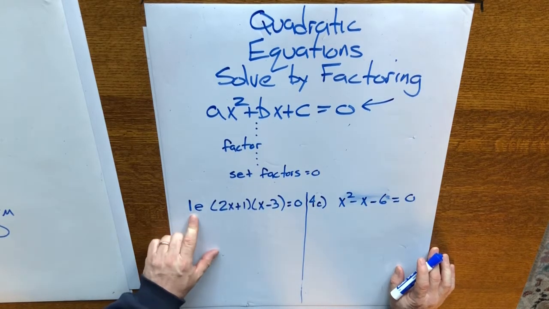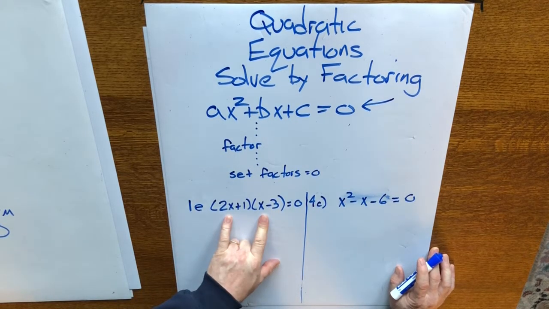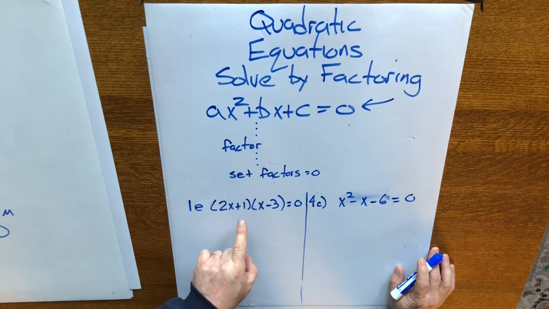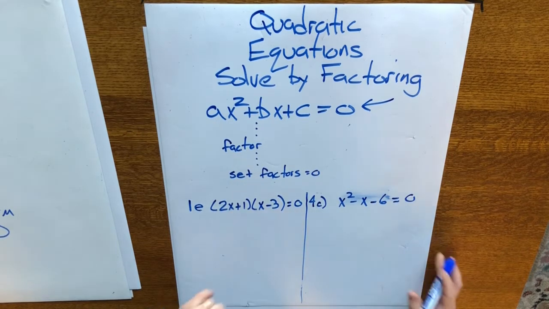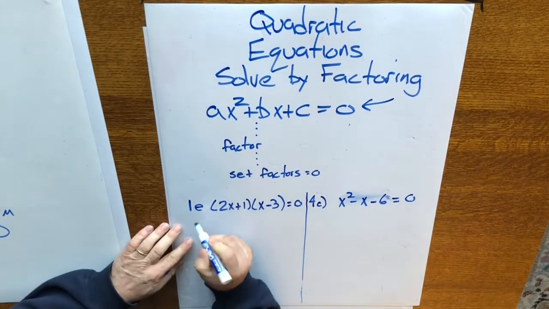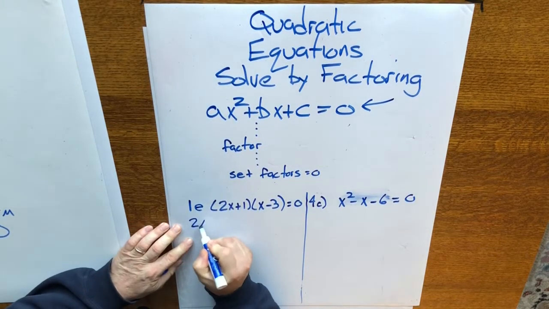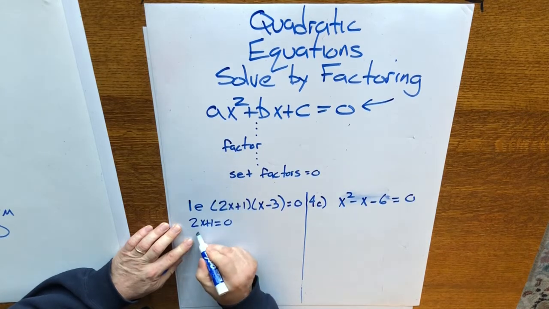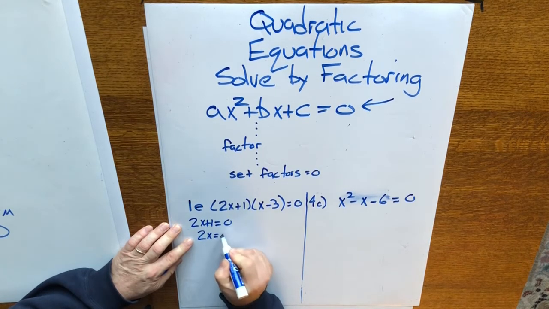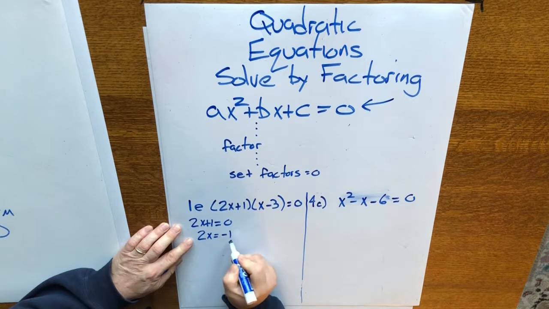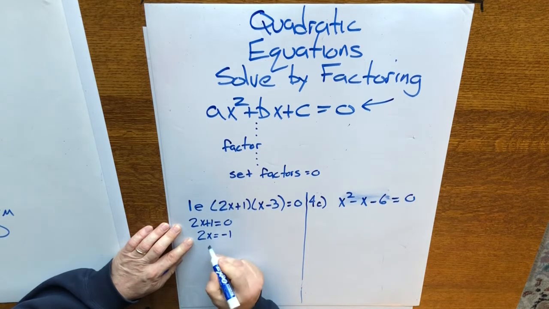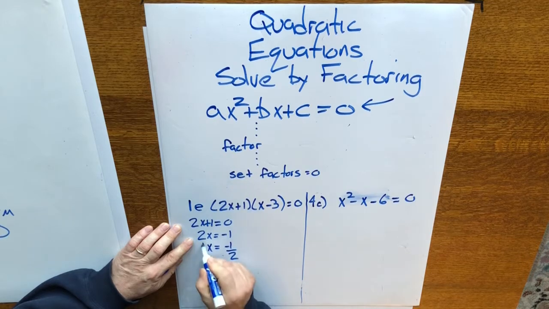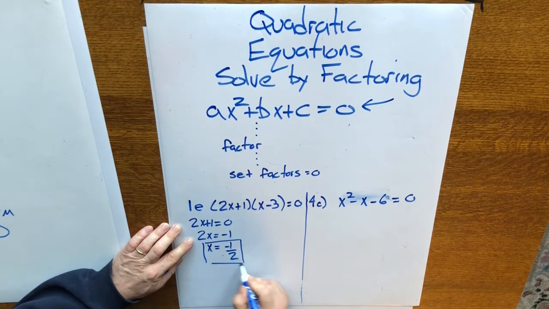So here's question 1e. I want you to notice that it's already factored and set equal to 0. Because it's already factored, we're just going to take each factor and set it equal to 0. The first factor is 2x plus 1. We want that to equal 0. We're going to transpose the 1. A positive over to the other side becomes negative, and then we're going to divide by 2.